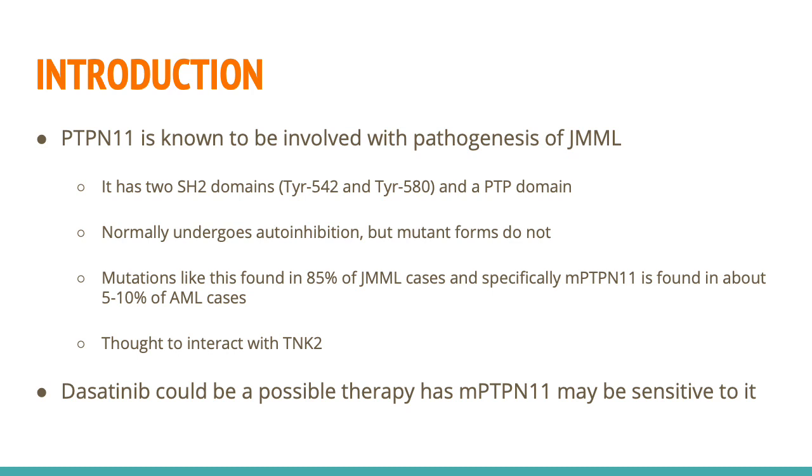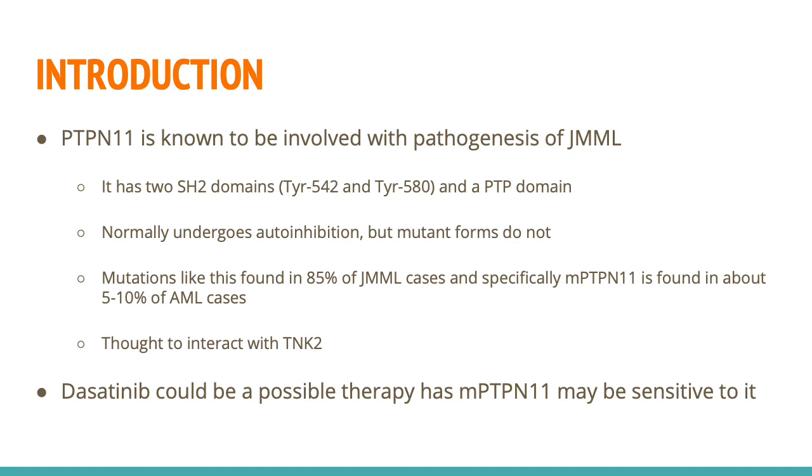PTPN11 has a PTP protein tyrosine phosphatase domain and two SH2 domains, which include TYR542 and tyrosine 580 residues. So PTPN11 normally undergoes autoinhibition. So this is where the SH2 N-terminal blocks the catalytic PTP domain. And usually PTPN11 is only activated by phosphorylation of C-terminal tyrosine residues. And this leads to the activation of downstream pathways like MAP kinase.